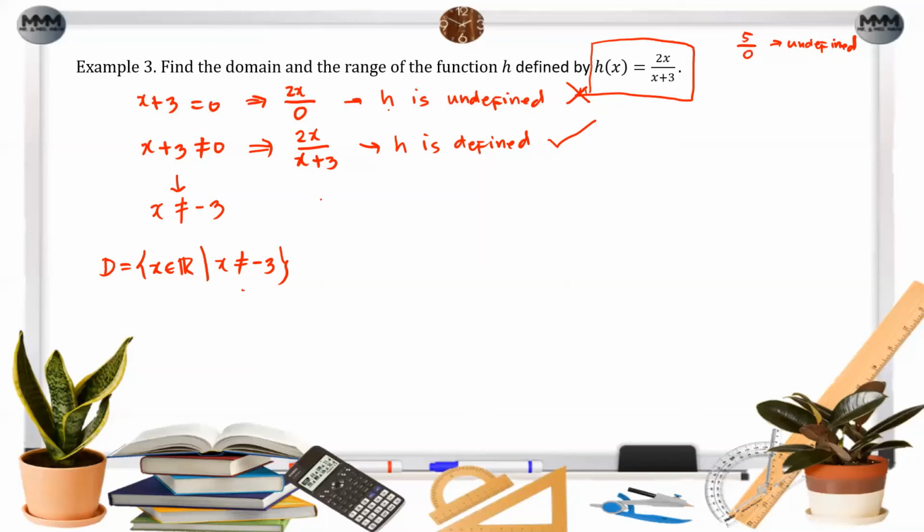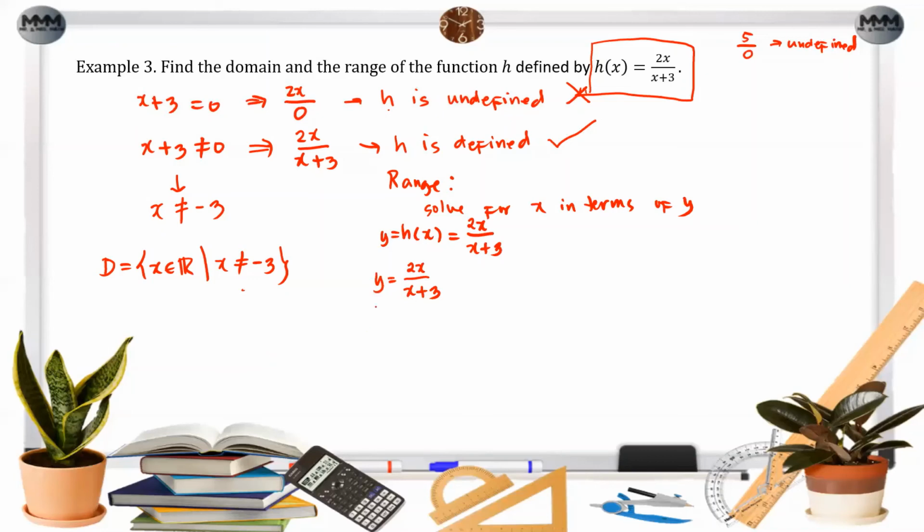Now, here is the other way of finding the range of the function. We are going to solve for x in terms of y. So we will let y be equal to h of x, which is equal to 2x over x plus 3. So we will be solving for x here in terms of y.